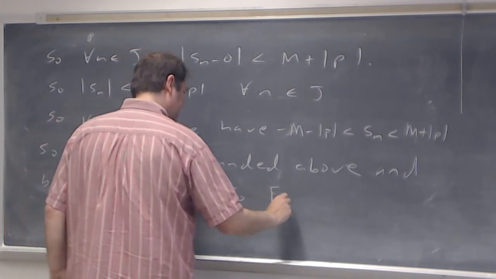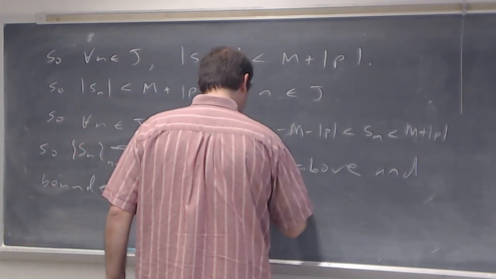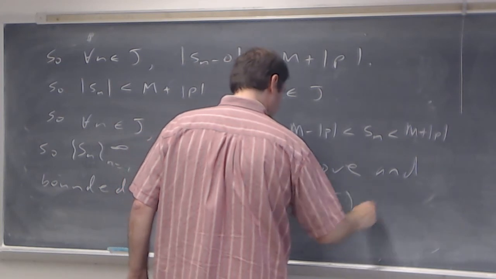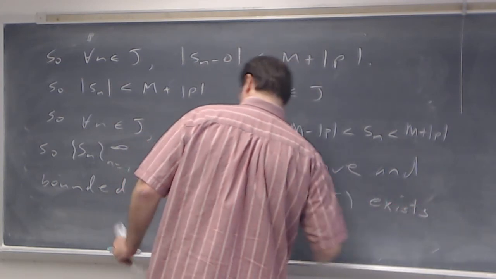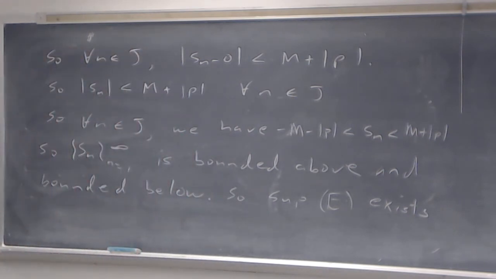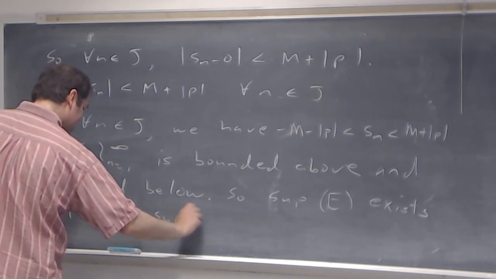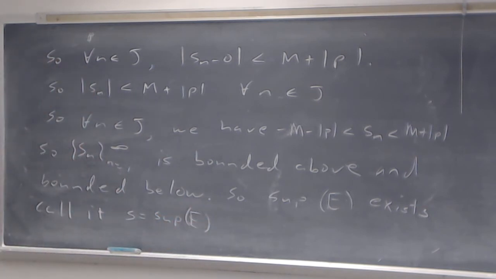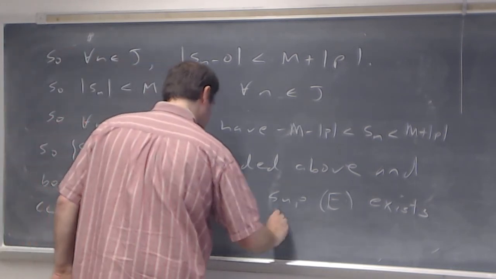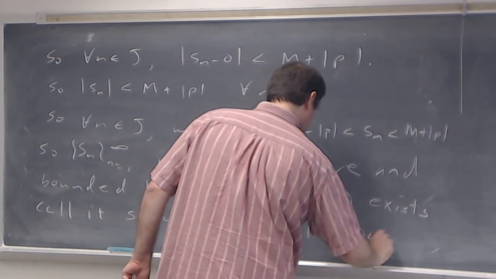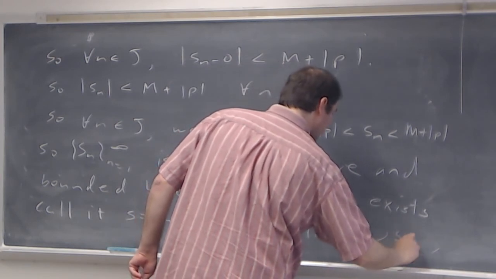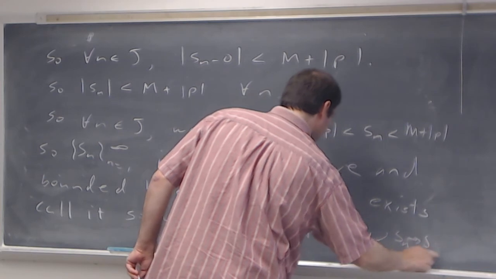So that means that the sup of E, which is the range values, exists. Call it S. And what we're going to do is show that the sequence S of n converges to S. S of n converges to S. That's what we're going to show.